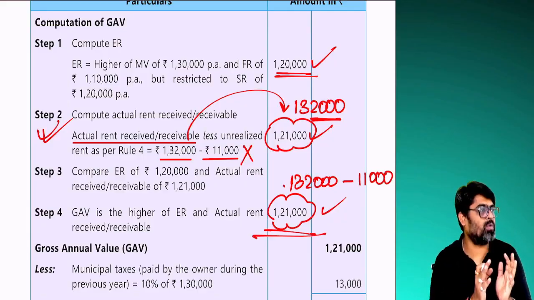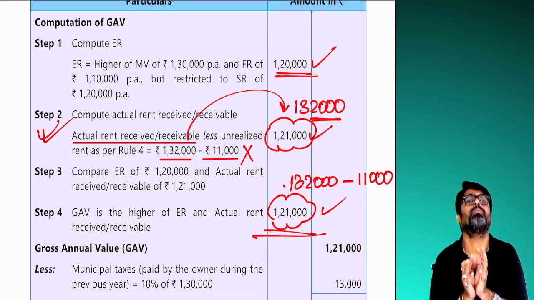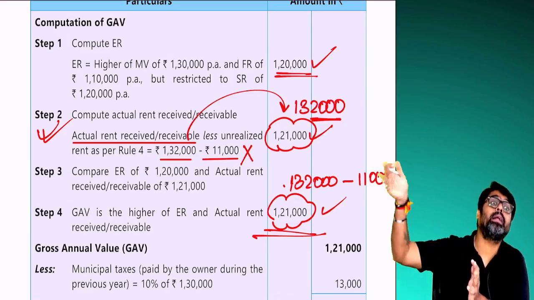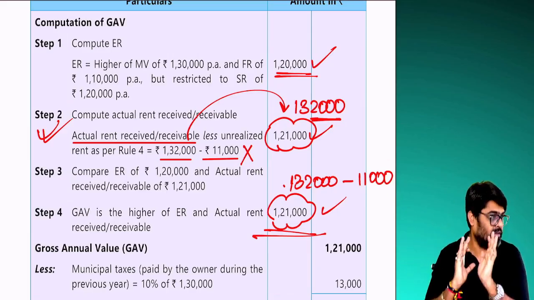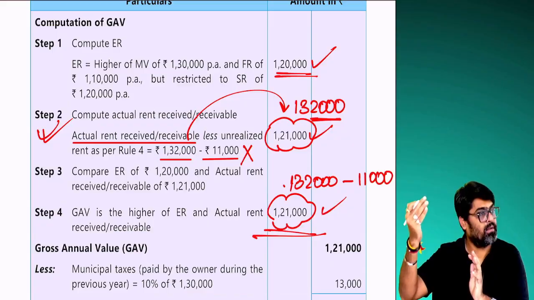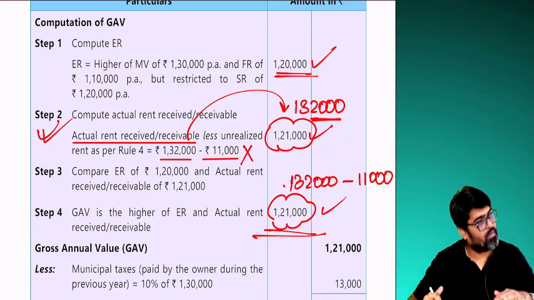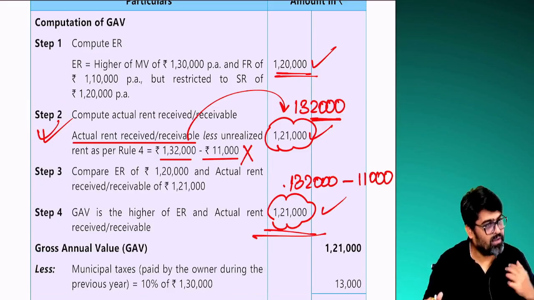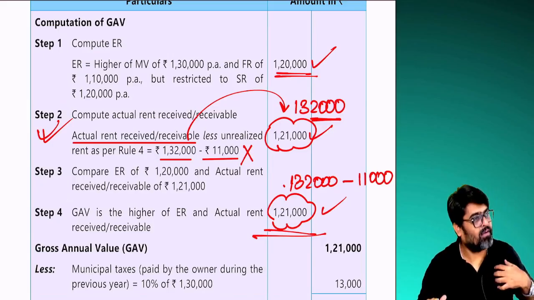Reduced the amount of unrealized rent from GAV. This is the same treatment given in ITRs. Alternatively, it could have been reduced from actual rent also. Can I give this note?